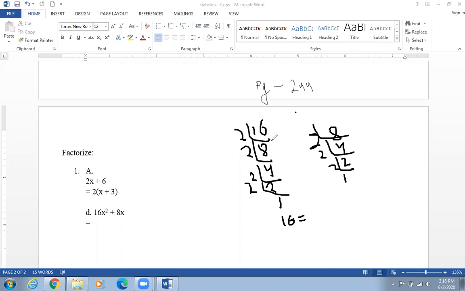Otherwise, we can do it here directly. Why write down this and that? So what is common between these numbers? 2 and 2, they are common. That means let us circle this one. 2 is common. Again, 2 is common. So let us circle this one also.